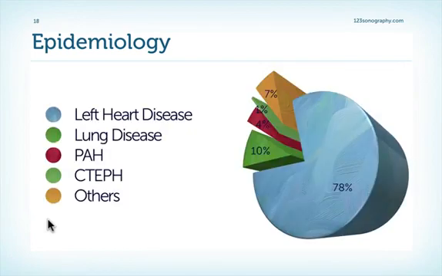By far the most common cause is left heart disease, with 78%, followed by lung disease with 10%. So taking those two together, you will identify almost 90% of causes of pulmonary hypertension. Pulmonary arterial hypertension accounts for 4%, and chronic thromboembolic disease you will find in 1%, whereas 7% of the cases remain multifactorial or unknown in their etiology.